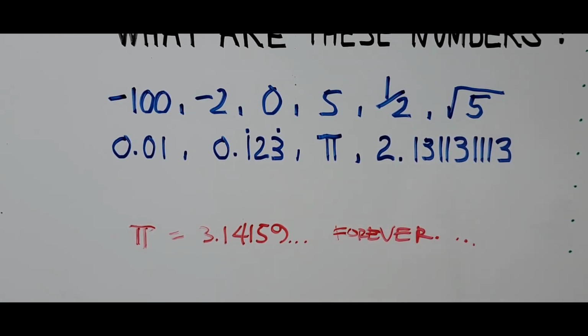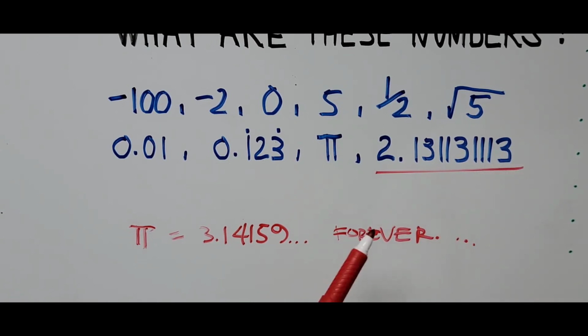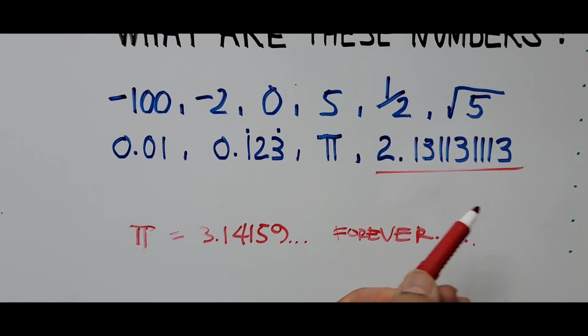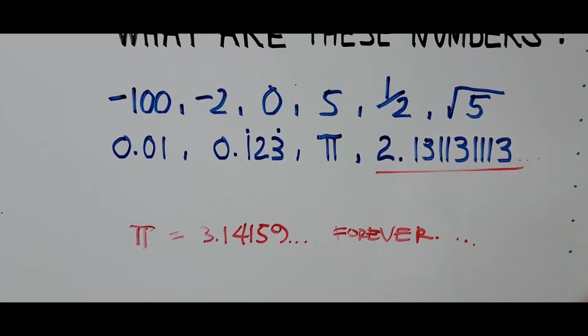So they will be counting forever. Whenever we have that, there's no repeating number or terminating number on a decimal. That's what we call an irrational number. And if you take a look at this number also, 2.131131113, there's no pattern and this is non-terminating. So it is called an irrational number, and this number never stops. It goes to infinity the same way.